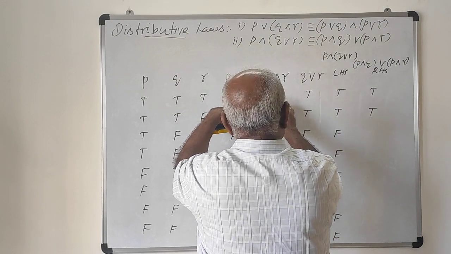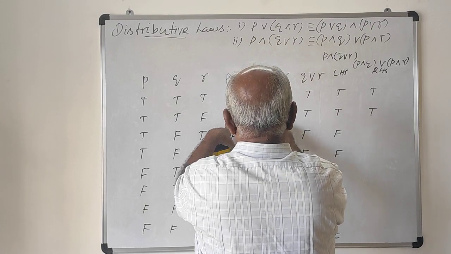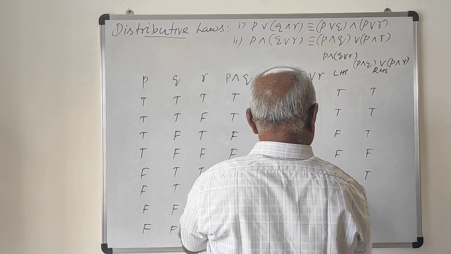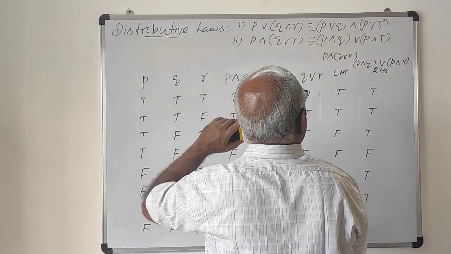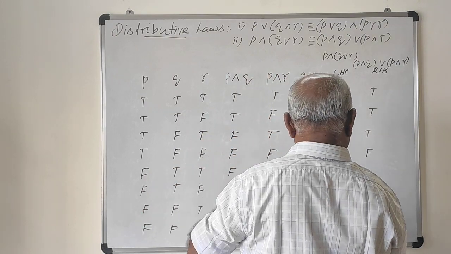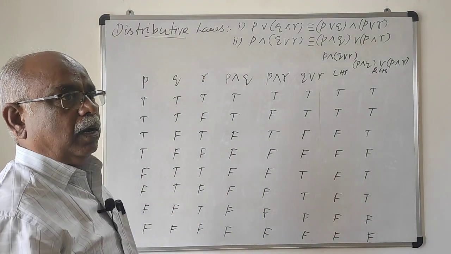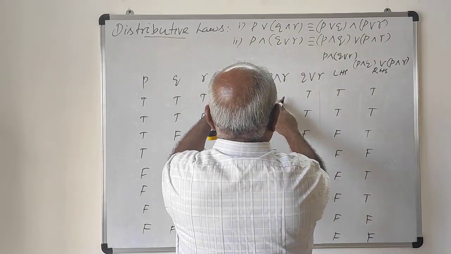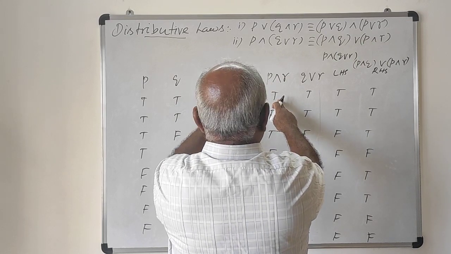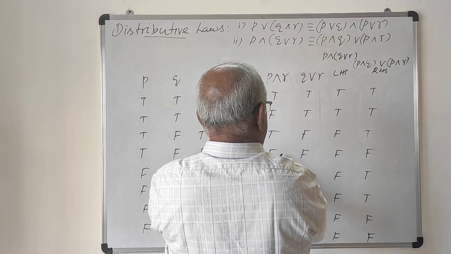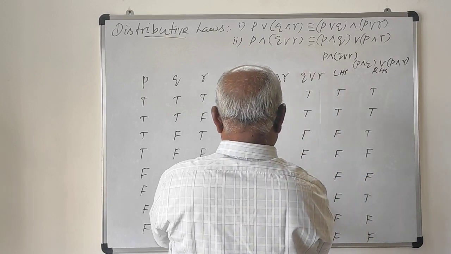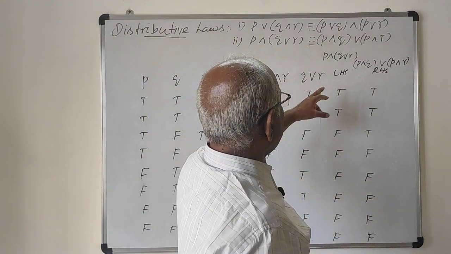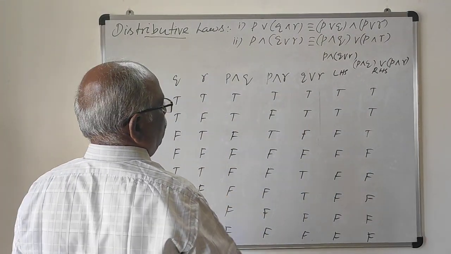For disjunction, we take one T is T, both are T, T. One T for disjunction is T. Both are F, F. One T is T. Both are F, F. P conjunction Q, P conjunction R, both are T, T. Sorry, F. See here, on the left hand side and right hand side, F is here. We want F here also.